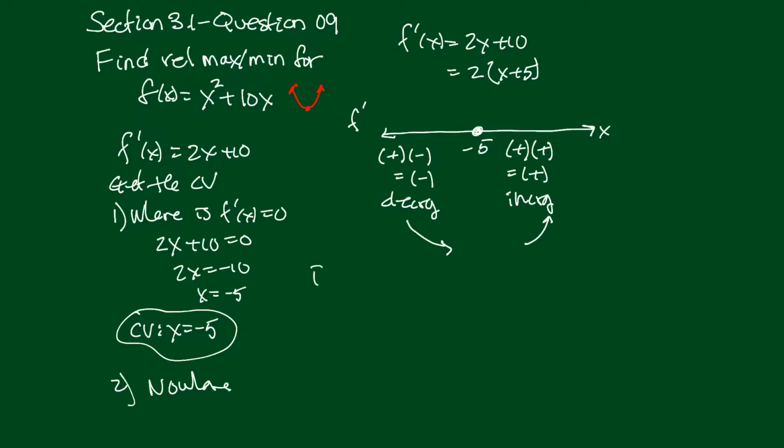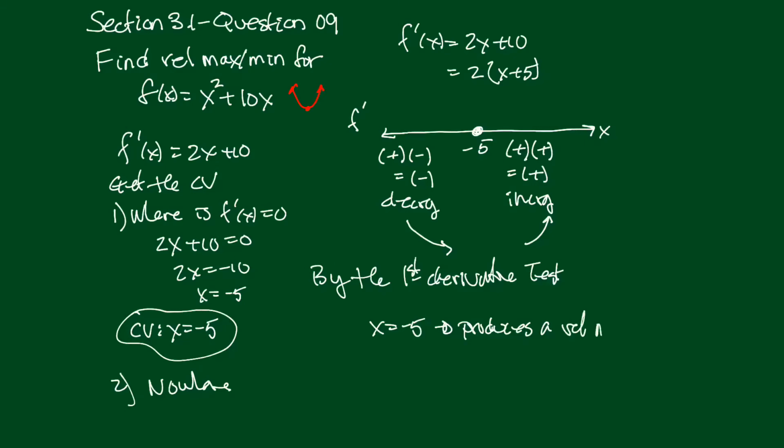So by the first derivative test, we have a function that is decreasing on the left, increasing on the right. So our point, x equals negative 5, that produces a relative minimum.